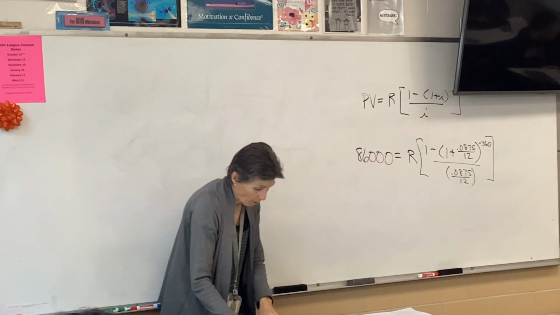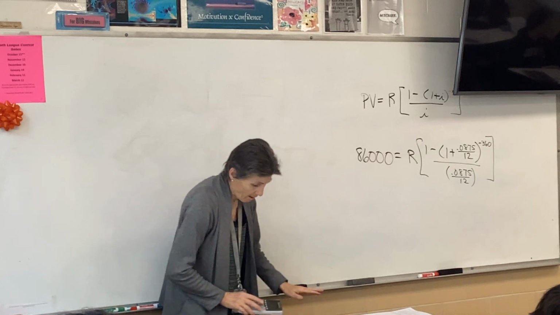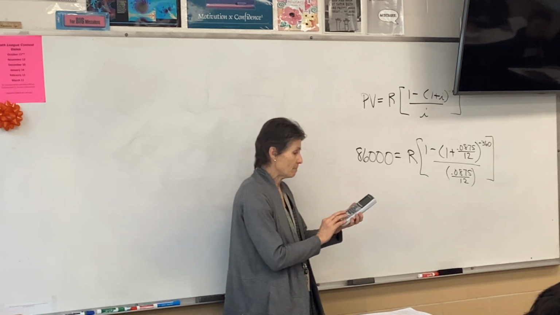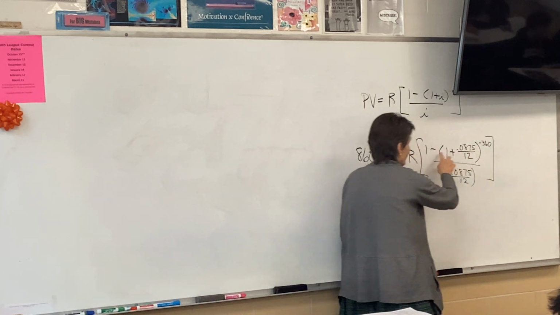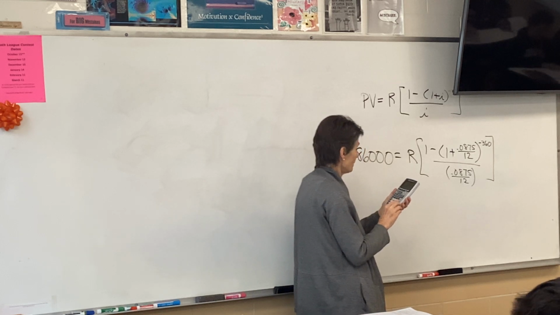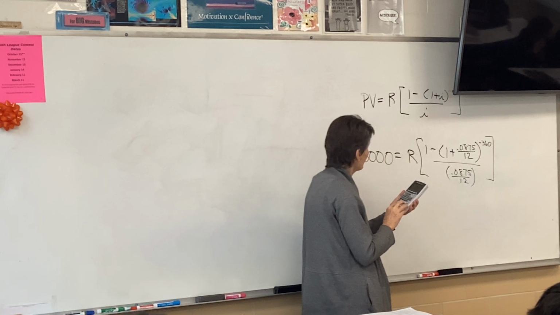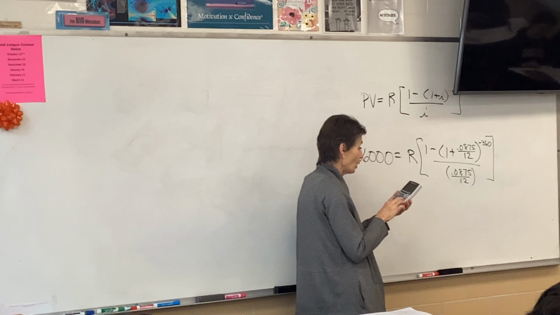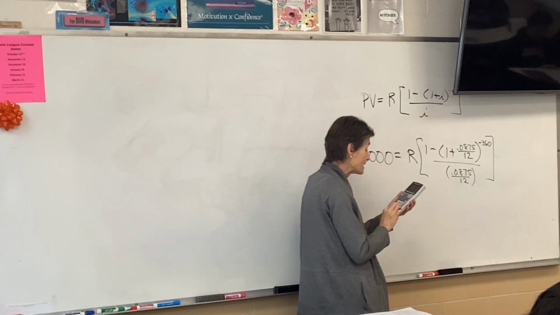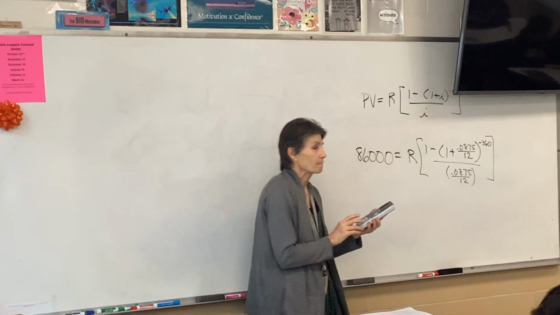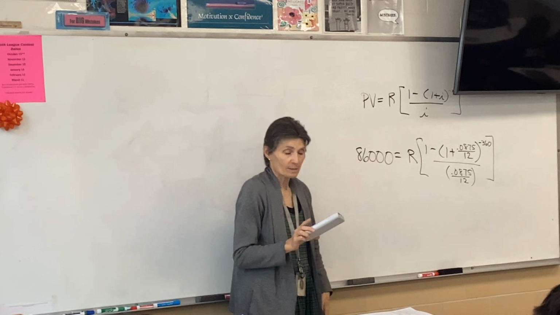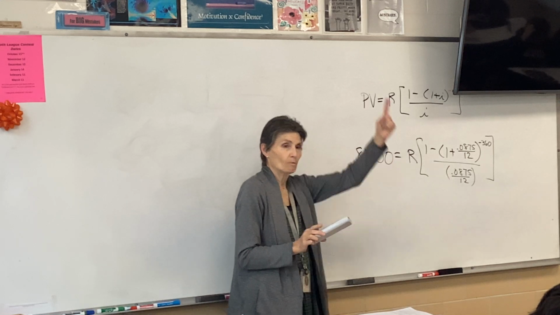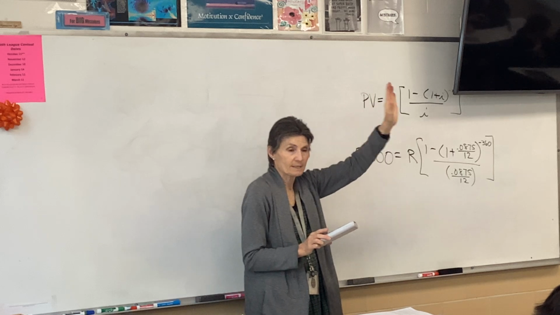Okay, so problem number 11. We have got it all set up, no one has a question about this. So I'm going to do what I did before. I'm going to type in my numerator. So 1 minus parentheses, 1 plus 0.0875 divided by 12, close parentheses, raised to the negative 360. Okay? So somebody tell me what you got when you typed in just the numerator. 0.926. Yep, you got it.